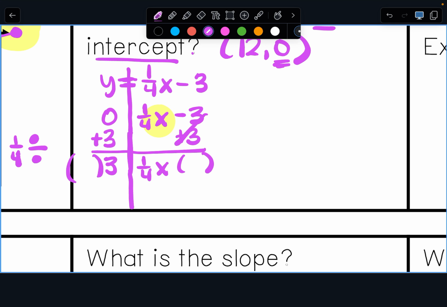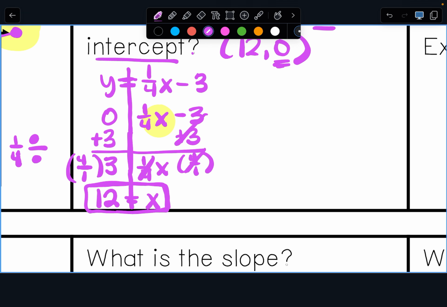How do you get rid of fractions? Multiplying by the reciprocal. And what is the reciprocal of 1 over 4? 4 over 1. Reciprocal means just to flip that fraction. Okay, and you get x equals 12.